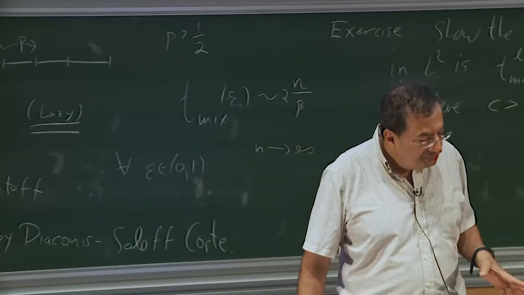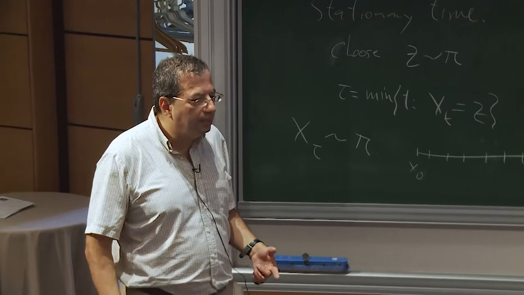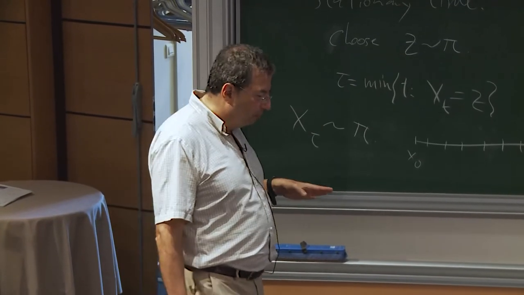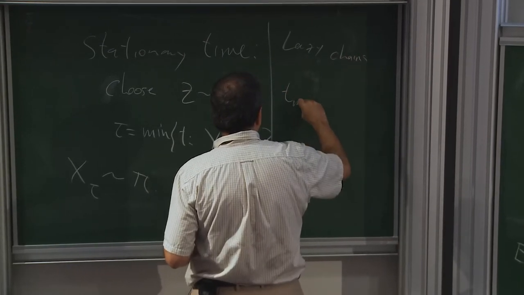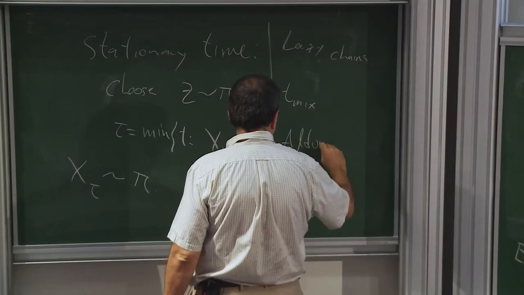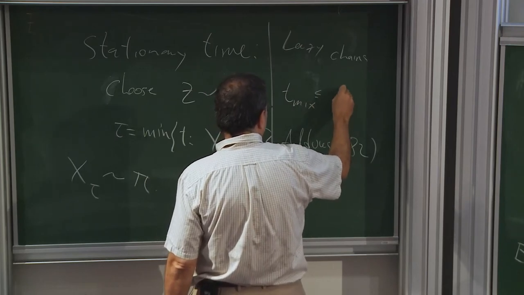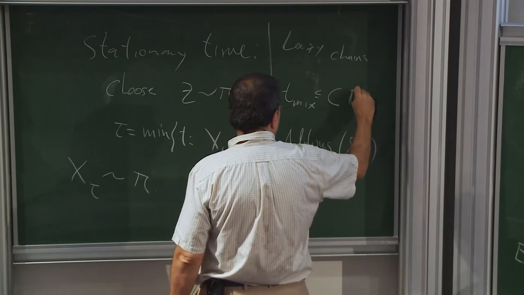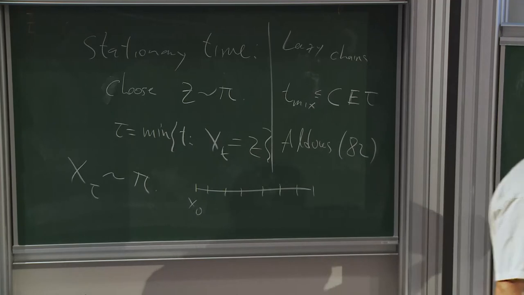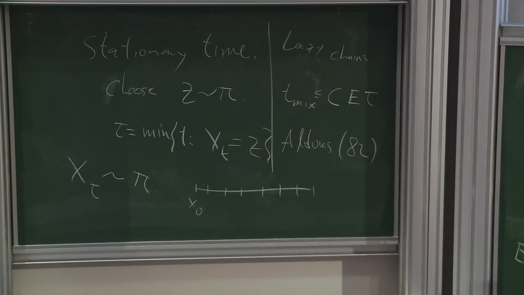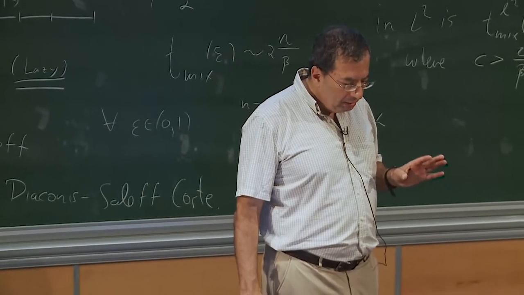Both can be used for mixing. There's a very interesting fact that stationary times still bound the mixing time for lazy chains. So this is not at all obvious. This is a result of Aldous from the early 80s: for lazy chains or continuous time chains, T-mix is bounded by a constant times the expectation of tau. To be precise, let's take the maximum over the starting point of the expectation of this stationary time. Then the mixing time is bounded by that, assuming laziness. So that's a non-trivial theorem.